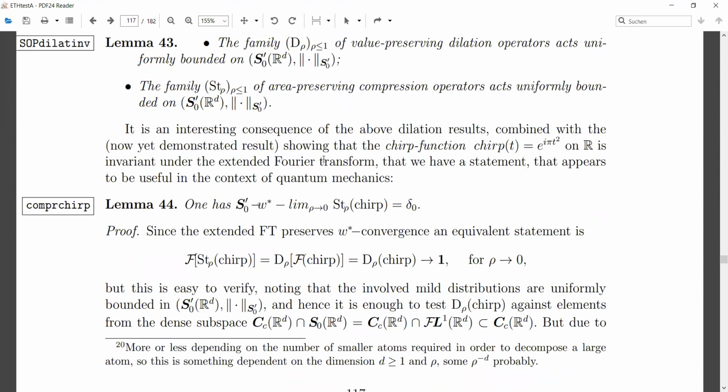Now, the statement that I also wanted to show you is, yeah, it's page 142.